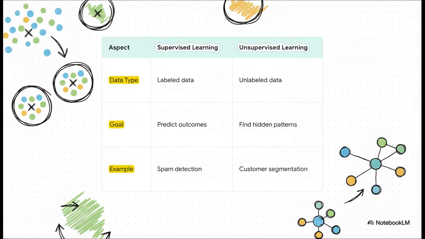Now, to really get what unsupervised learning is, it helps to see what it's not. So here we're comparing it to its counterpart, supervised learning. Think about something like spam detection. That's supervised. The data comes with labels already. This email is spam. This one's not spam. The goal is to predict. But with unsupervised learning, it's totally different. The data is a mystery, it's unlabeled, and the whole goal is discovery. It's about finding those hidden customer groups that you didn't even know existed.